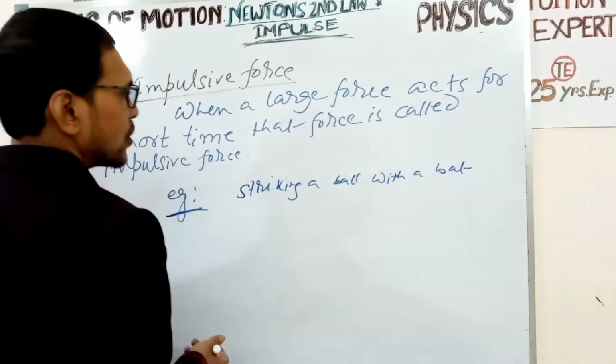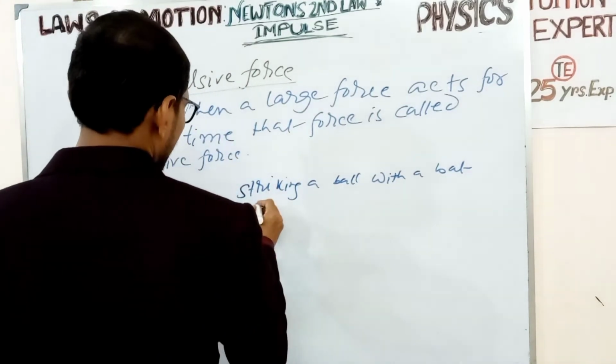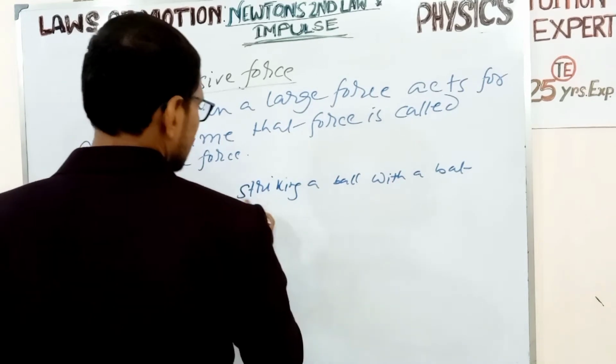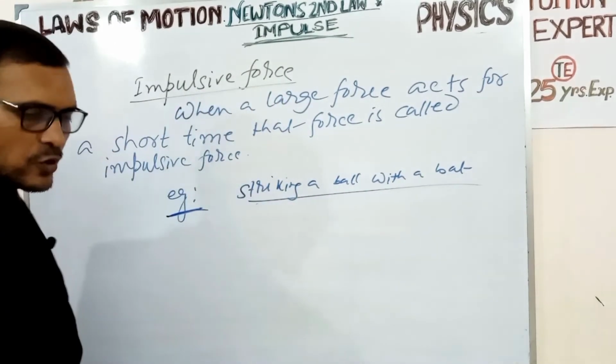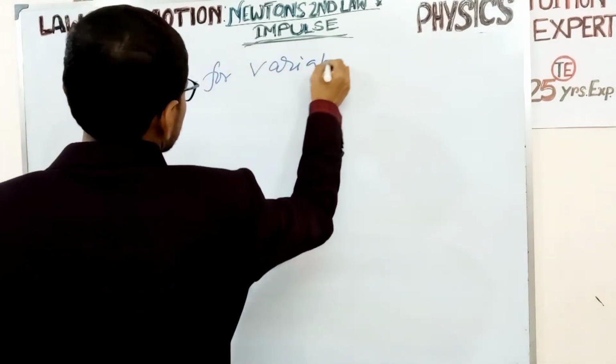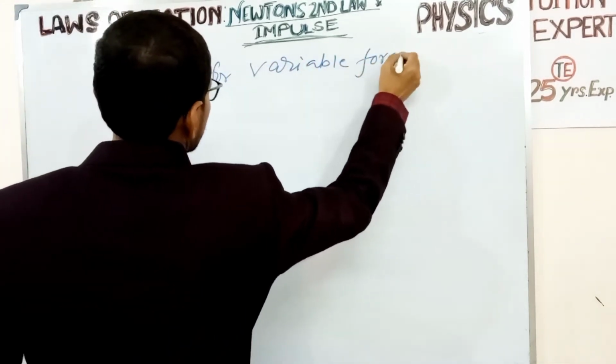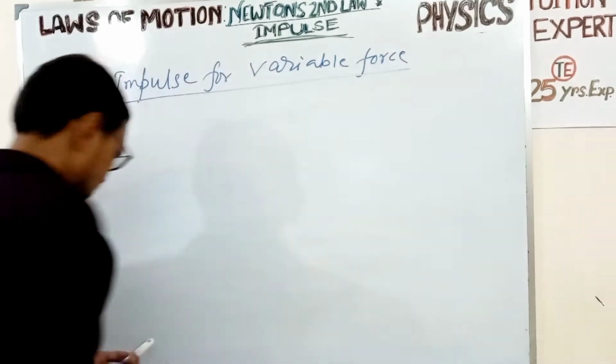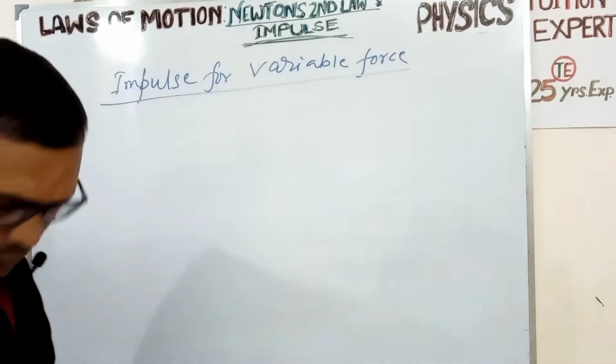Striking a ball with a bat or kicking a football with a foot are examples of impulsive force. Now, impulse for variable force. What is impulse for variable force?